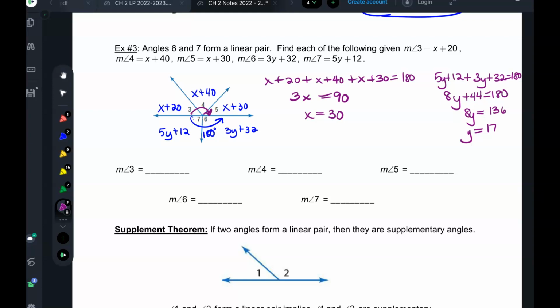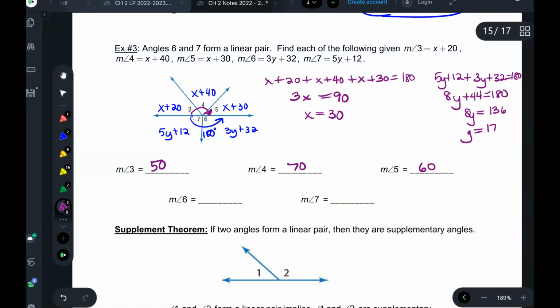All right, and then we want to just go back, measure of angle 3. That's easy. The x's are easy, right? Angle 3 has to be 50. Angle 4 has to be 70. Angle 5, 60. Also, all 3 of these angles must add up to 180. So you can do a quick check. Yes, that adds up to 180.